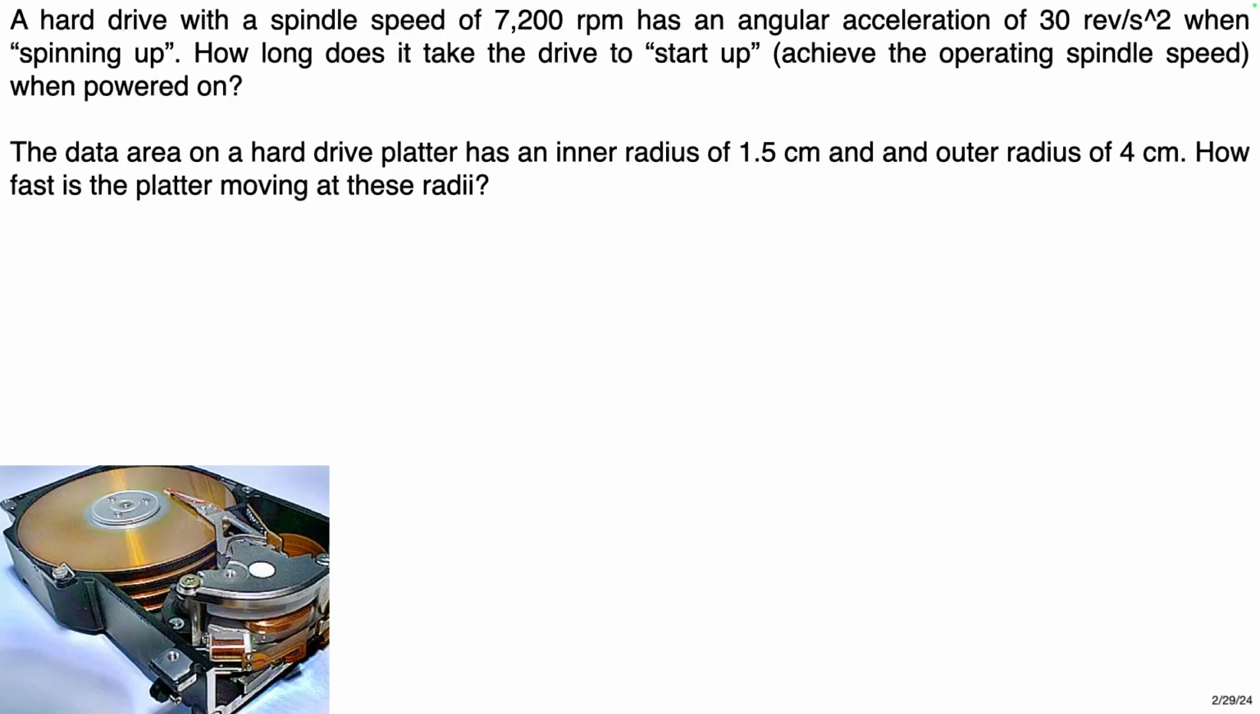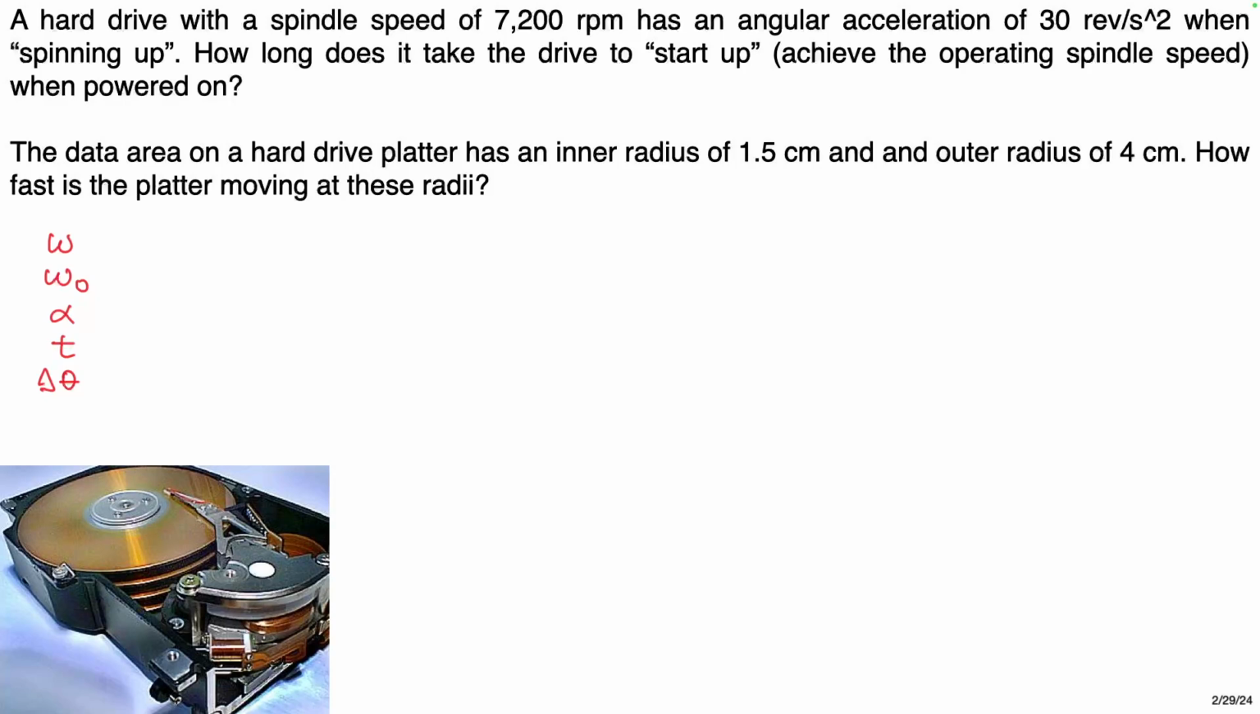Okay, so we can make a list. Let's go back to the list. The list is informed by the toolbox, just like it was before. So the first thing I could know or not know would be omega. Omega naught, alpha, t, delta theta, and I think I've got all the things that I could know or not know about how this hard drive is spinning up.